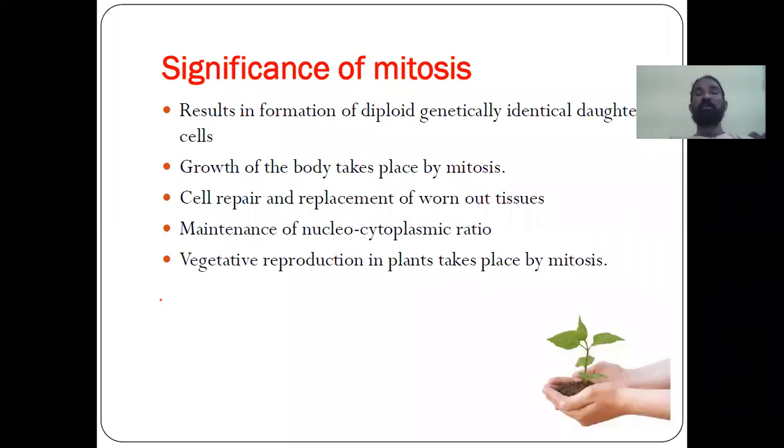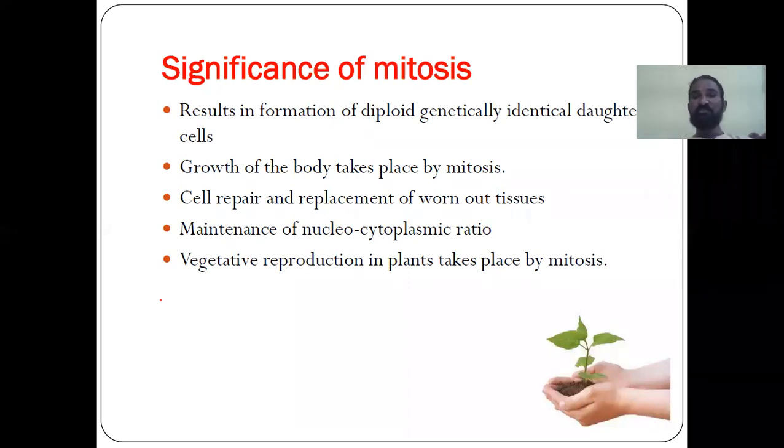Growth of the body takes place by mitosis, in plants as well as animals. If you remove a branch of a plant, the plant produces the same branch again by mitosis. Cell repair and replacement of worn out tissues, in both animals and plants, take place by mitosis. The maintenance of the nucleocytoplasmic ratio and vegetative reproduction in plants also take place by mitosis.